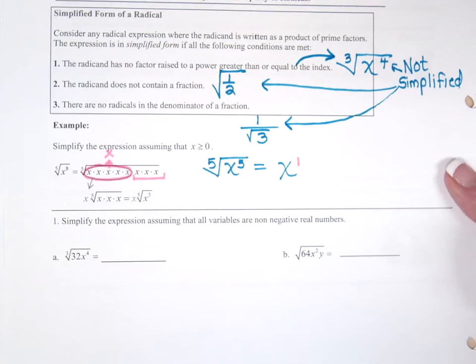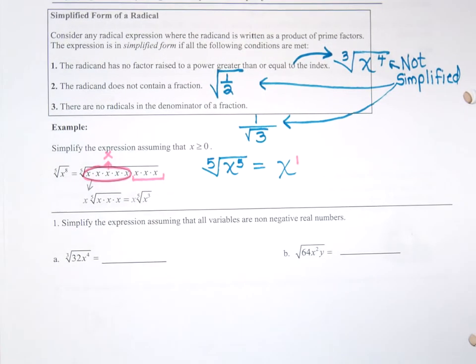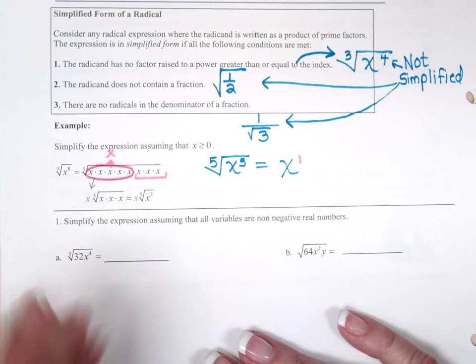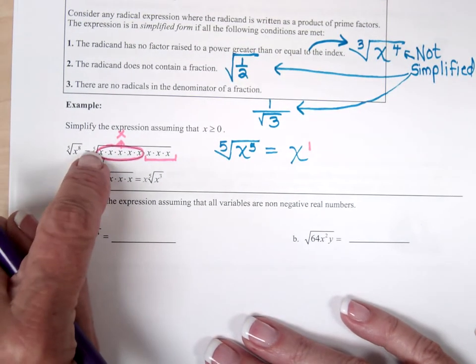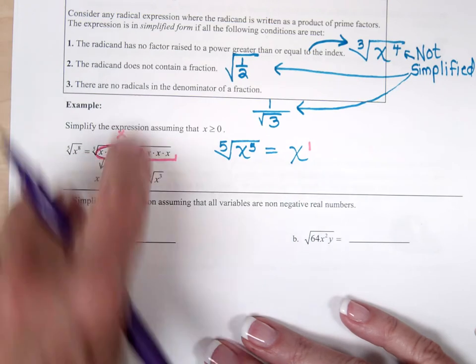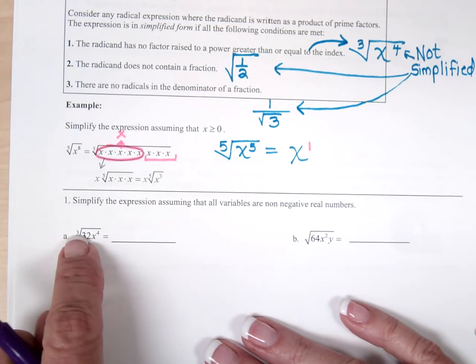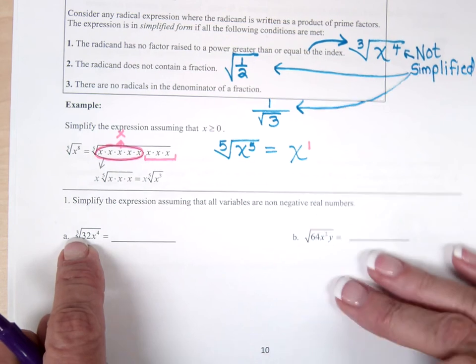So let me show you one. Maybe it'll make more sense as we go through. So this one, the index is 3. So I'm looking for triples of things. The index tells us how many we're looking for. Circle 5 and they come out as 1. This is going to say circle 3, they come out as 1.